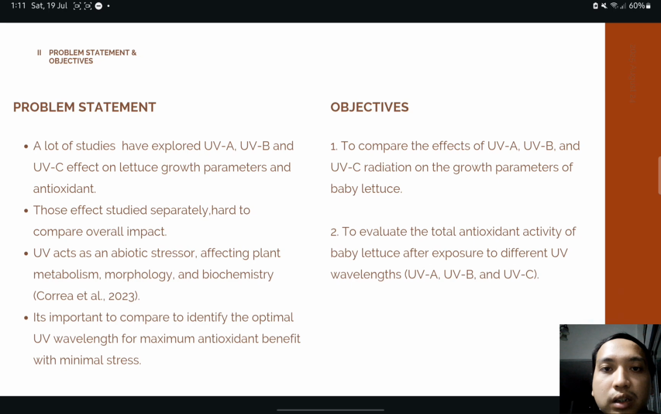So our problem statement: a lot of studies have explored the UVA, UVB and UVC effect on lettuce growth parameters or antioxidant, but there is not a lot of research comparing the effect of these three UV radiations between them. So it is important to identify the optimal UV wavelength for the maximum antioxidant benefit. Our objectives: first, to compare the effect of UVA, UVB and UVC radiation on the growth parameters of baby lettuce. Second, to evaluate the total antioxidant activity of baby lettuce after exposure to different UV wavelengths.